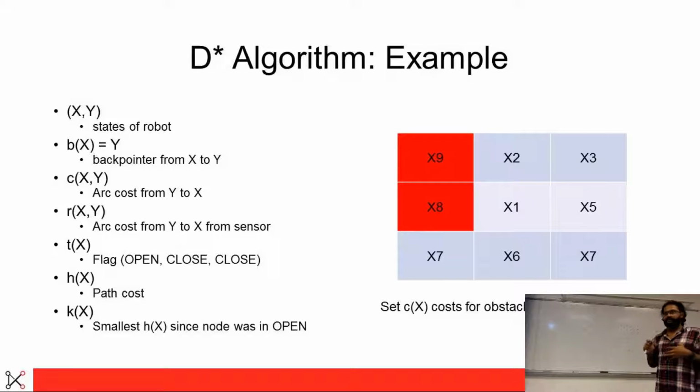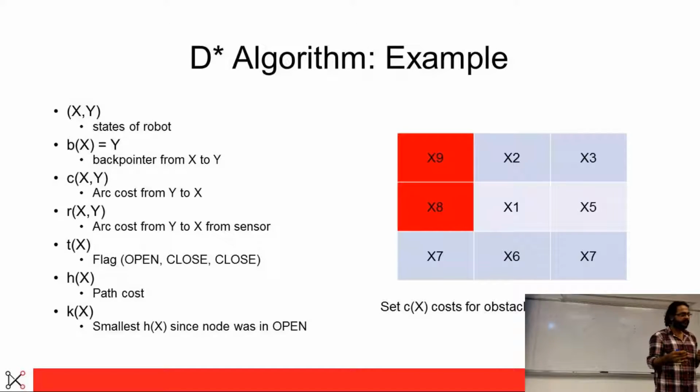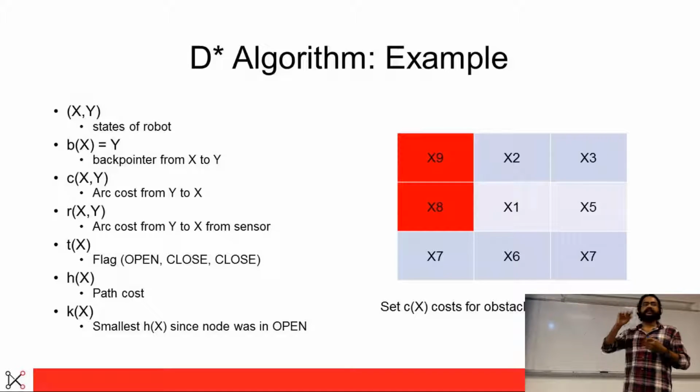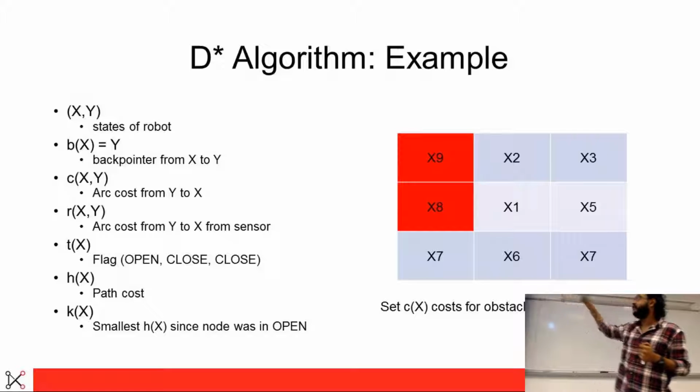B of x equal to y, which means that it's a back pointer from x to y, which means that you have come to x via y. You have another value called C of x, right, which is the arc cost from x to y. This arc cost is this 1.41 value, right? That's the amount of cost it takes to go from x1 to x3, let's say, or x1 to x2.